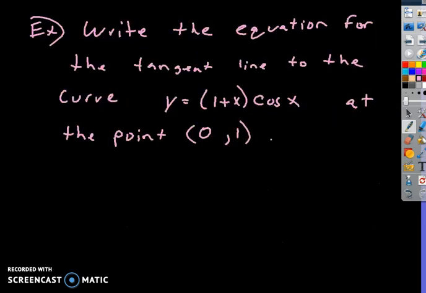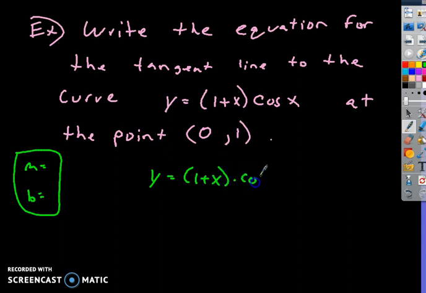Okay, so final example. Directions say write the equation for the tangent line to the curve here at the point 0, 1. So, equation of tangent line, we know we need a slope, and we need a y-intercept, or you can use point slope formula. So just keep that in mind. That's our goal. That's what we want to find. So to find the slope, we need the derivative of this function. So y equals 1 plus x times cosine of x. It's definitely the product rule happening.